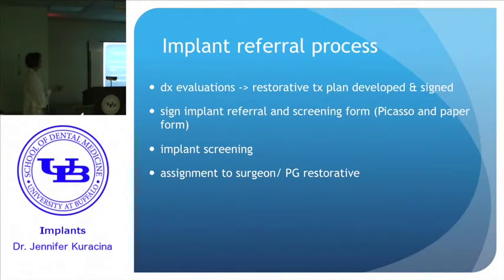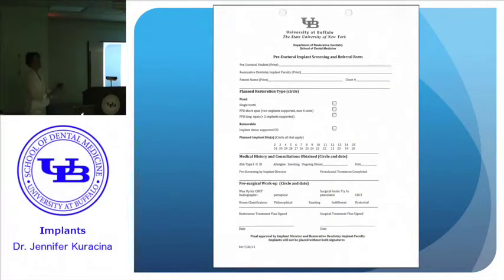So again, the workflow is you make your diagnostic evaluations, you develop a treatment plan, you sign, you meaning the implant faculty, the implant referral and screening form. The patient then at that point can have their implant screening, at which point then the surgeon is assigned. So again, no direct referrals from pre-doc clinic to anybody to do any surgery. Unless it's an extraction in an emergency.